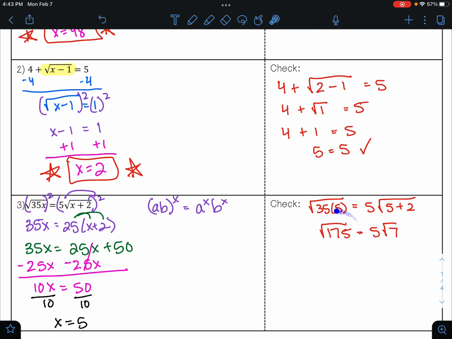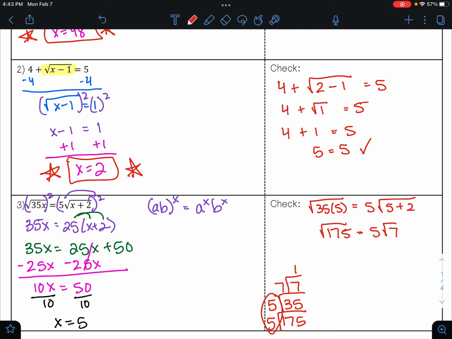I'm going to simplify the square root of 175 to see if it simplifies to 5 square root of 7. To do that, I'm just going to use prime factorization. The smallest prime number that goes into 175 is 5. It goes in 35 times. The smallest prime number that goes into 35 is 5. That goes in 7 times. And 7 goes into itself once.